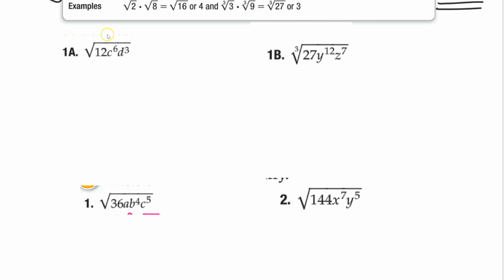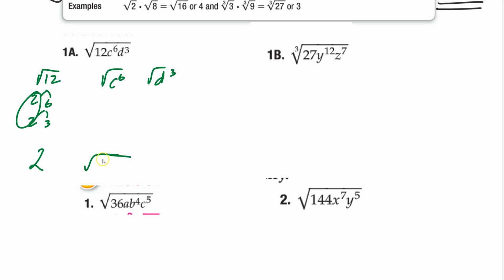So again, we're going to break this up. So it's rad 12, the square root of c6, and the square root of d3. Again, you don't have to actually write it, but in your head you want to do it. 12, we're going to break that down. That's 2 and 6, 2 and 3. Pair of 2's, so that comes out. I get 2 and radical 3.